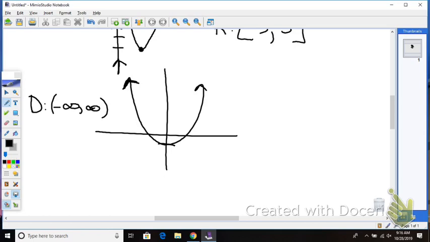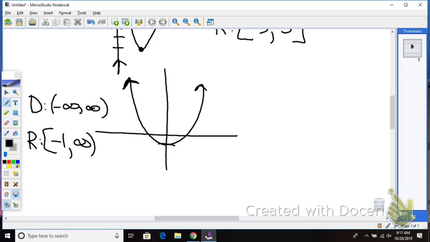You can also say all real numbers for this one. But the x values are going forever. You don't have a starting and a stopping point. The y values, though, do have a starting point. What's the starting point for the y value? -1, and that's included. And then what's the ending value for the range? Infinity.